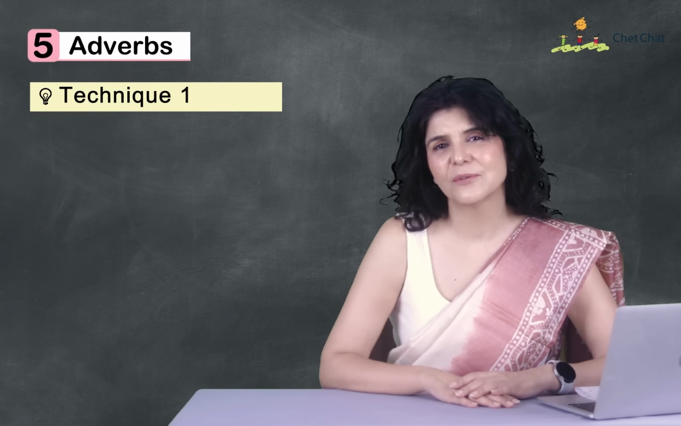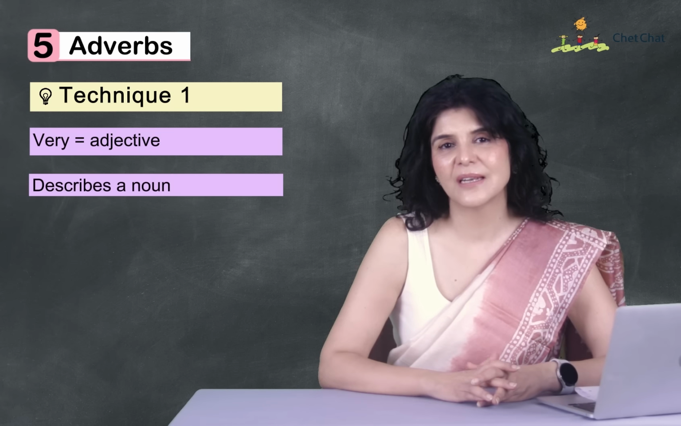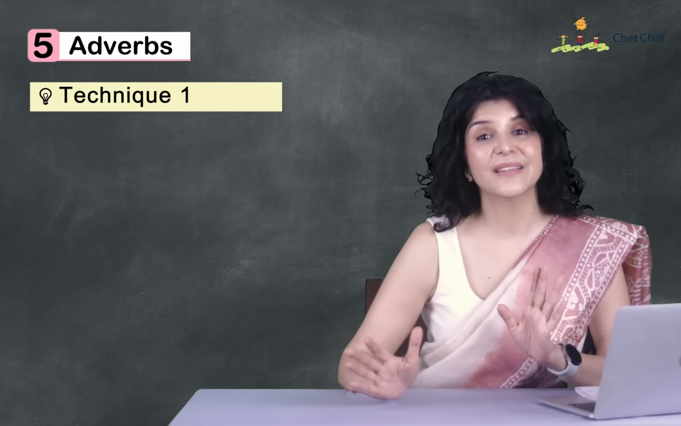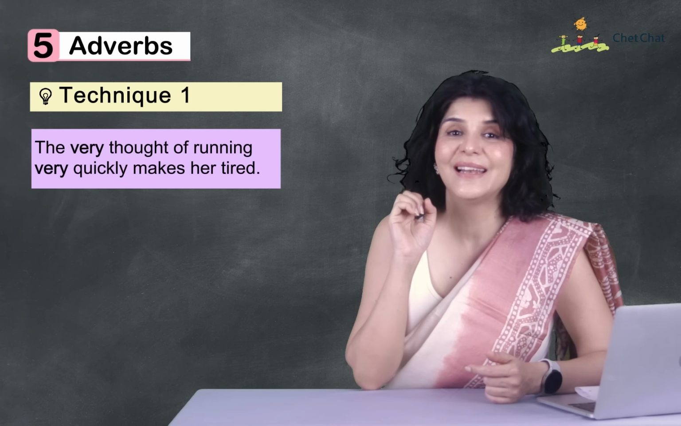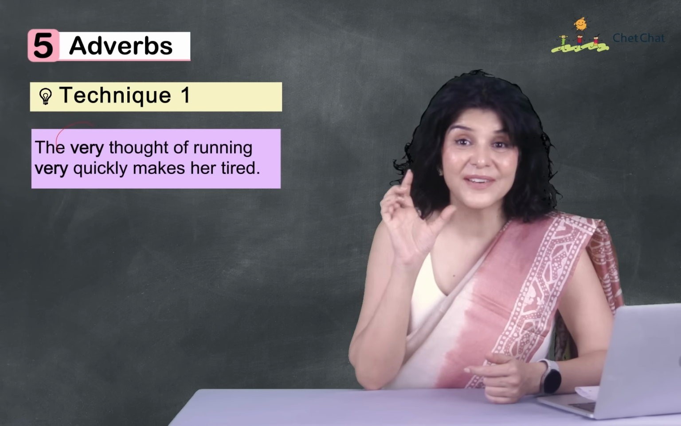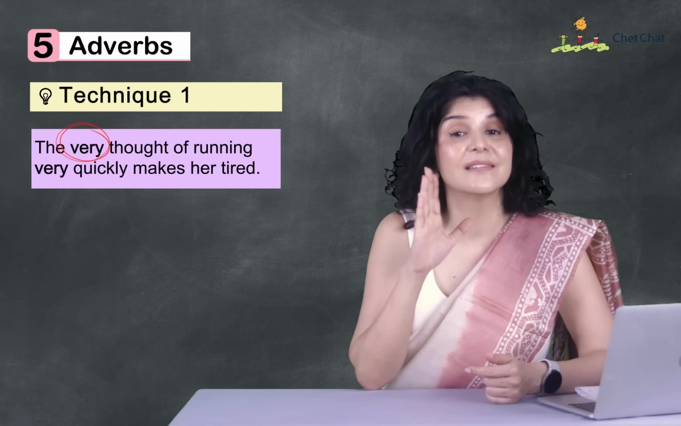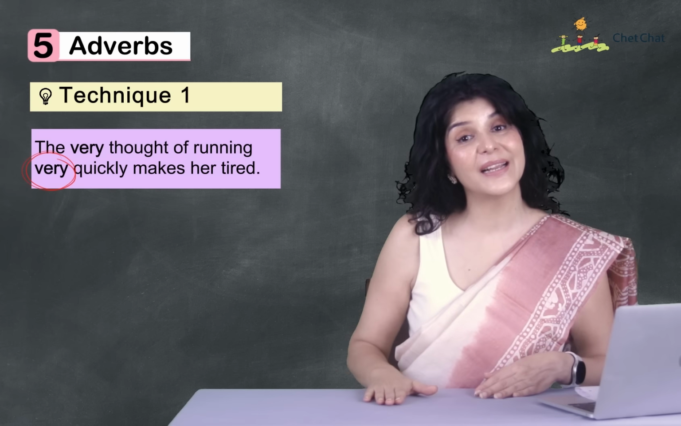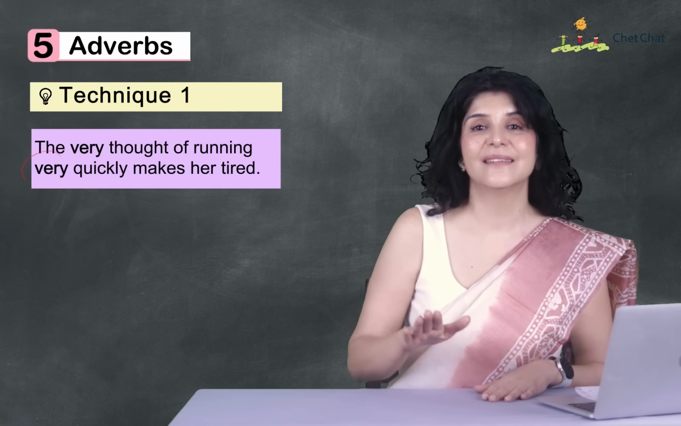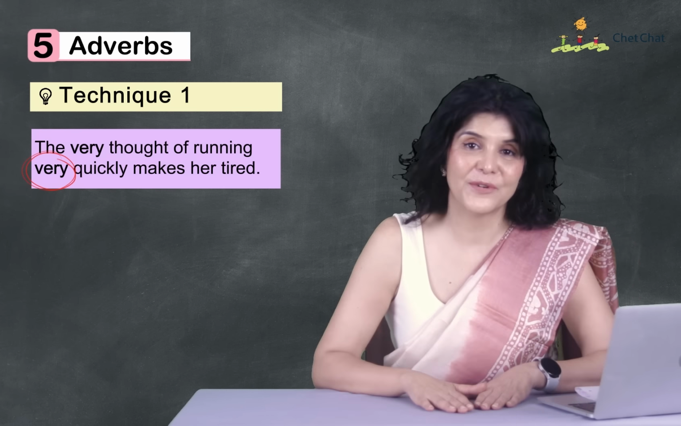Now, very can also be an adjective if it describes a noun. But see this sentence: The very thought of running very quickly makes her tired. The first very is an adjective since it describes the noun thought. The second, very quickly, is an adverb since it describes the verb running.